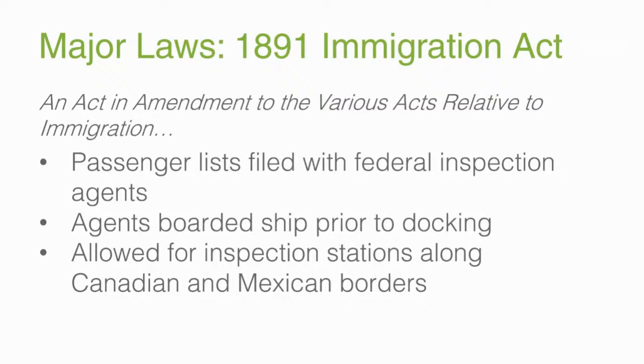This 1891 Immigration Act is kind of the federal government taking over a lot of the immigration process as well. This Immigration Act is also what allowed for inspection stations along both the Canadian and Mexican borders. Prior to this date, if you wanted to immigrate in through Canada and cross the border, there's no evidence of it. There might be a passenger list into Canada, but there won't be anything indicating you crossed the border. The border was very nebulous. You just walked across it and you were in the US.